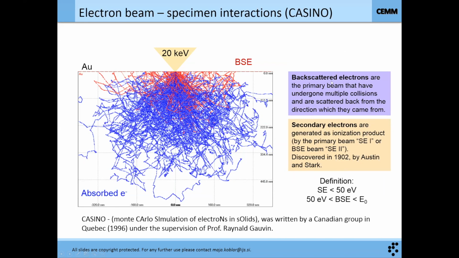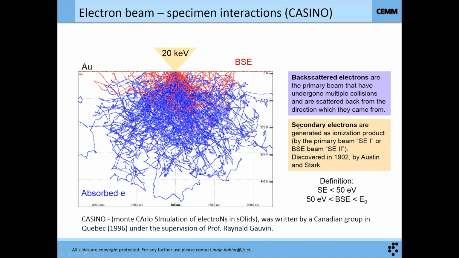By definition, the backscattered electrons are the primary beam that undergo multiple scatterings. And you can use a lot of free software. The Casino is really useful, where you can see that in every dot, there's an interaction happening. So in those interactions, you also have secondary electrons coming through.